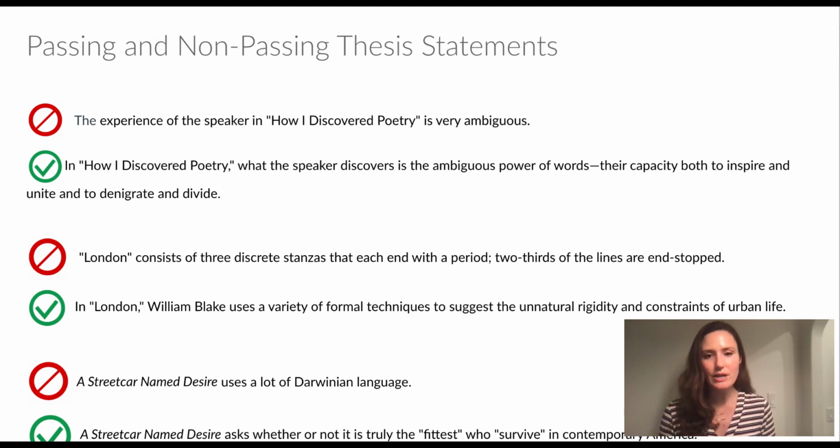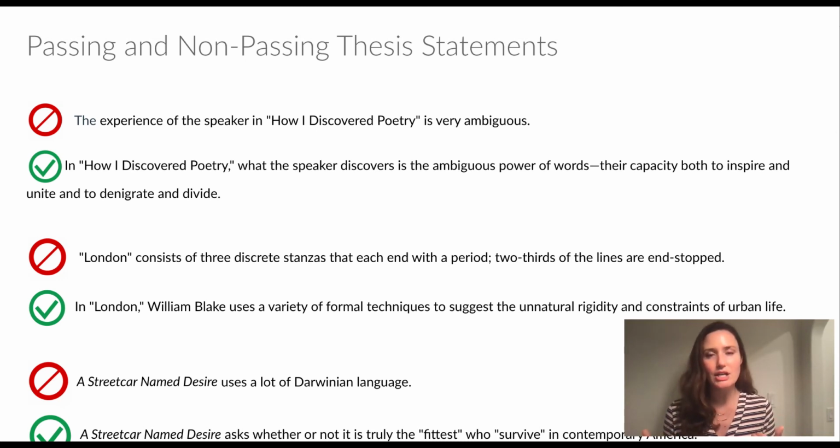London consists of 3 discrete stanzas that each end with a period. 2/3 of the lines are end stopped. So this is actually an impressive thesis, but it's not passing. Here's why. The person has made 2 really insightful observations about the poem. These are sophisticated observations, right, about the formal techniques in the poem. The problem is there's no so what, and it's not really debatable. The writer needs to tell me what I am to make of these formal techniques.